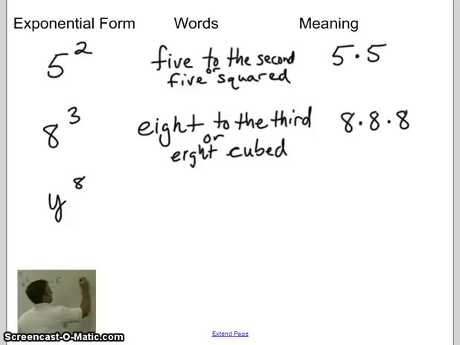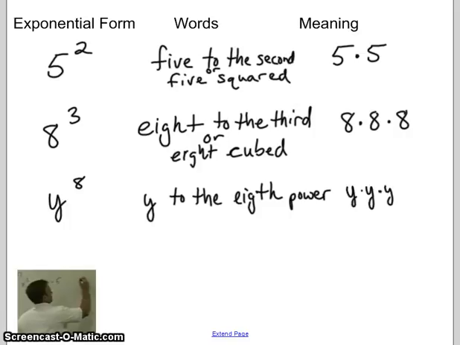Alright, and then the last one is y to the 8th power, which means we're going to do y times y times y times y times y times y times y times y. 8 y's. We're going to multiply y 8 times.